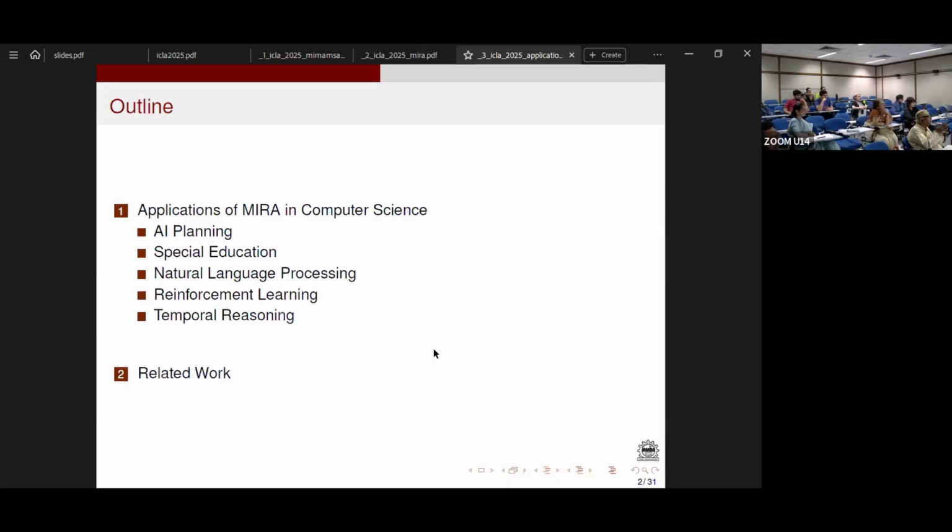We have applied that formalism in AI planning, artificial intelligence planning, and we have developed a tool for special education. Third is natural language processing. Fourth is reinforcement learning, which we are also progressing now, but one work is already complete. And five is temporal reasoning, which we'll be presenting on the 4th at this conference.